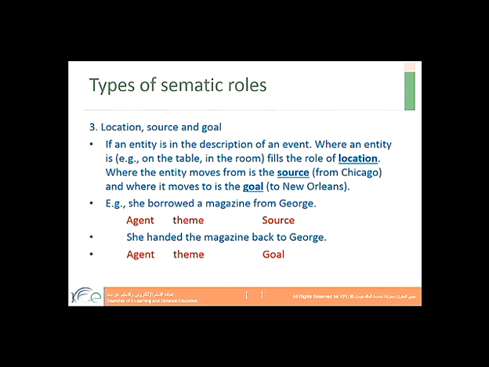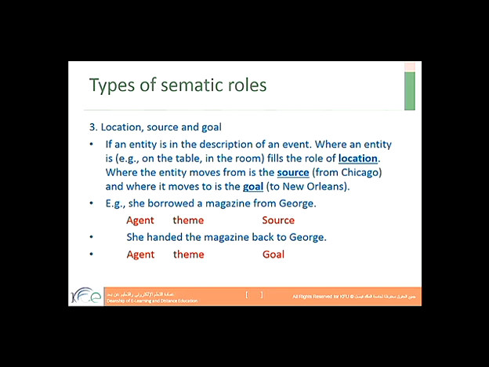So we have location, which can express a place, source, which can also sometimes express a place, and goal, which also sometimes expresses a certain place. It depends on the context of the sentence. Let's look at these examples.